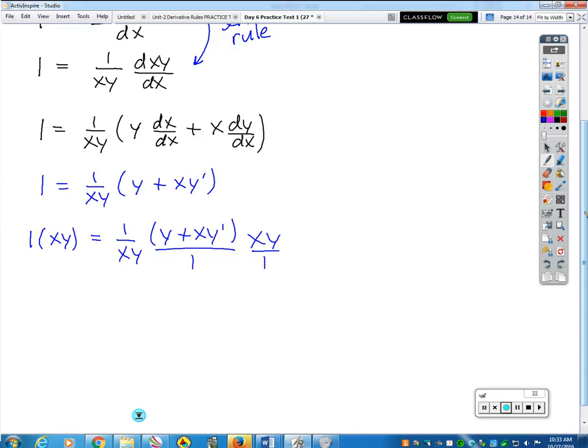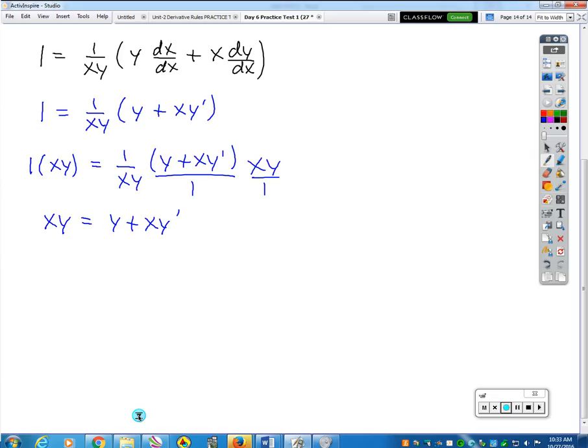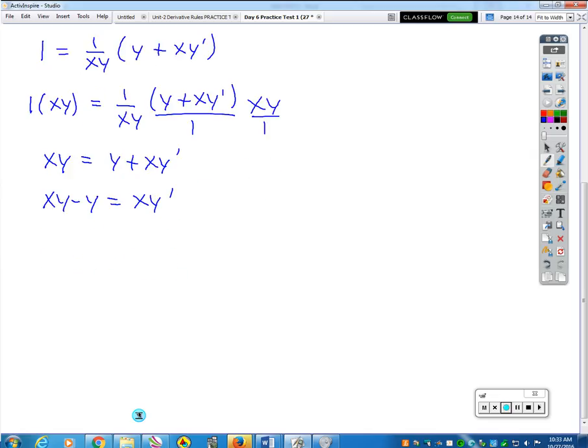Superb. So these divided to make 1, so now we have a simpler equation: xy equals y plus xy prime. Somebody else? Subtract the y, and then you're divided by xy. Divided by x.